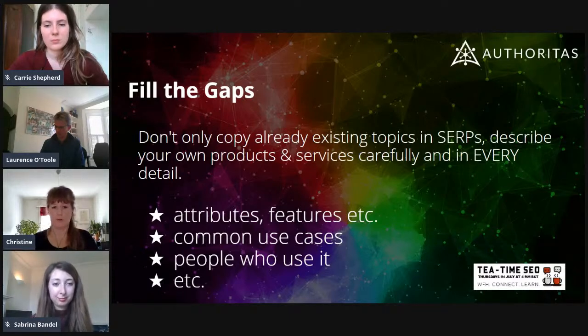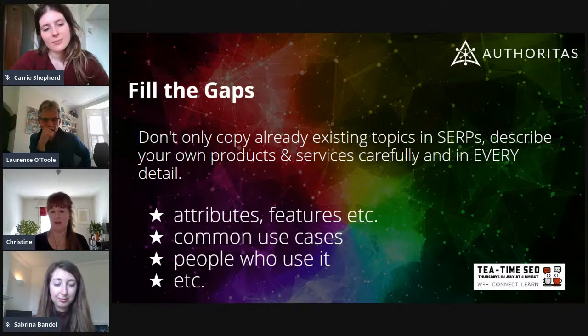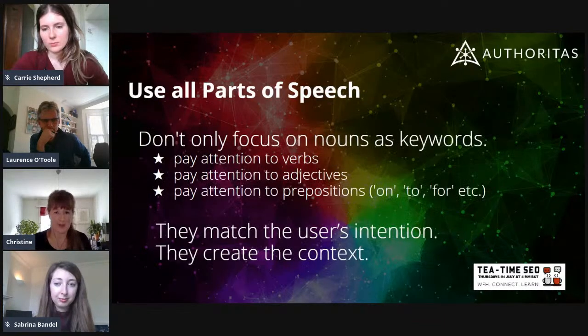And we can describe our products very carefully in every detail. And as Sabrina said, and this is the idea of long tail keywords, we can generate them when we describe every detail of our products and services. And when we describe attributes, features, and common use cases or experiences people had when they use our products or our services, we describe so many details and create a big context about the topics we want to describe.